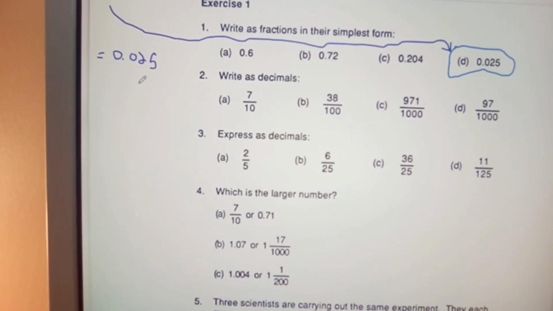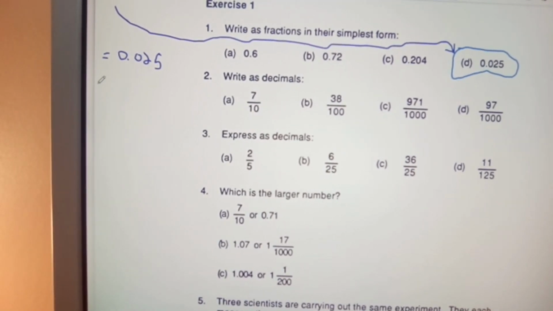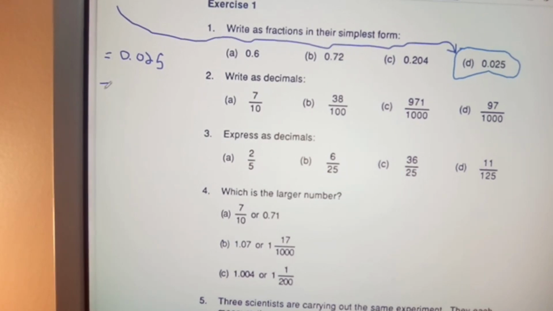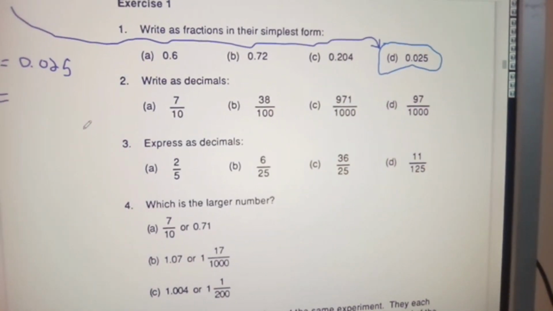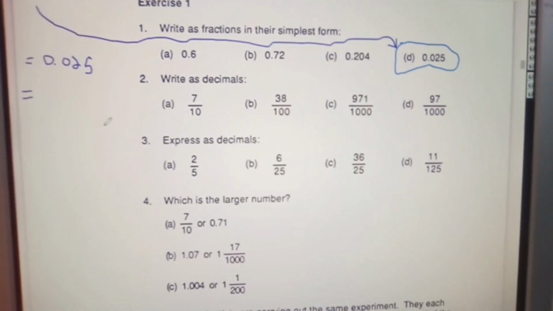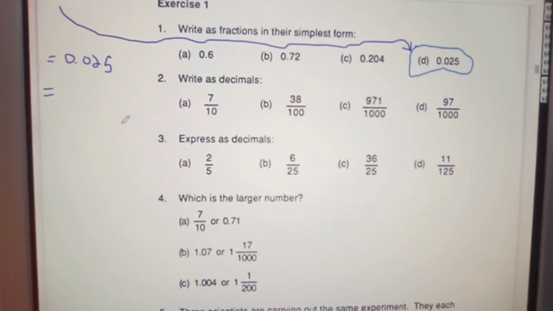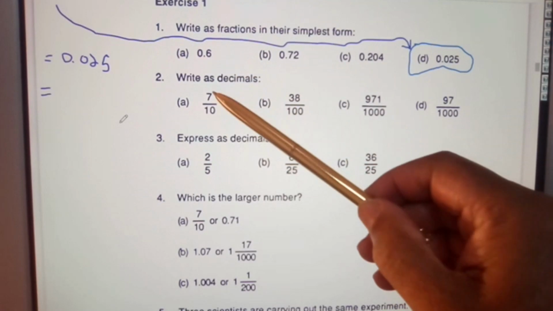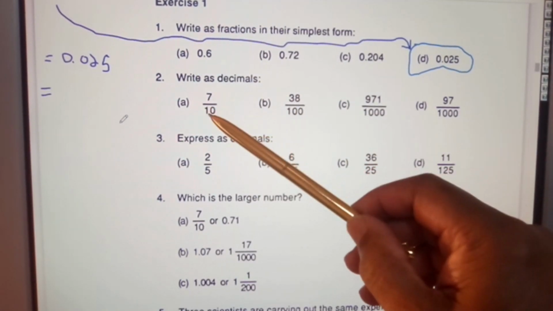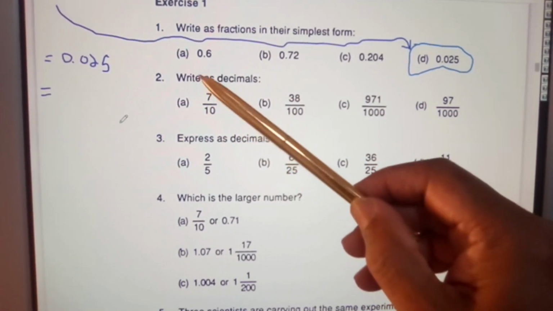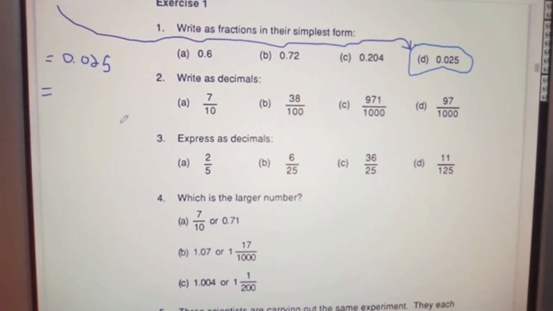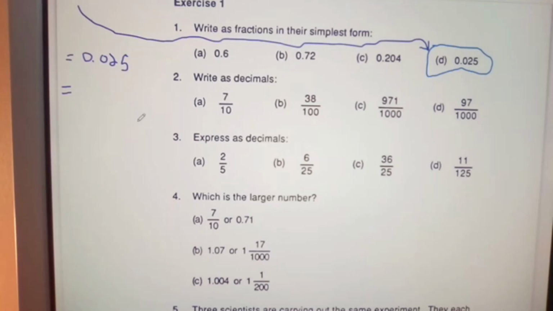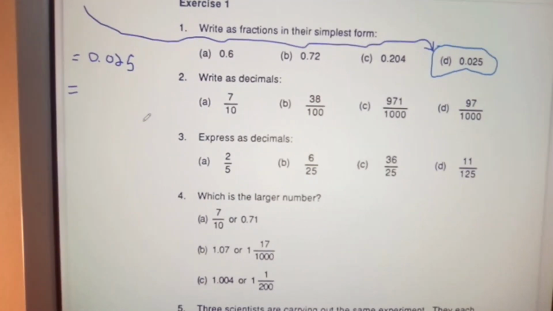And what is it going to equal as a fraction? So what are we going to put it over? How many zeros are we going to add for our denominator? And remember, numerator, denominator, numerator, denominator, numerator, denominator. Okay, and don't forget that.